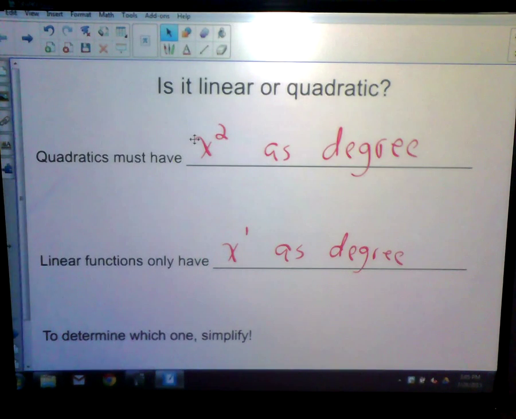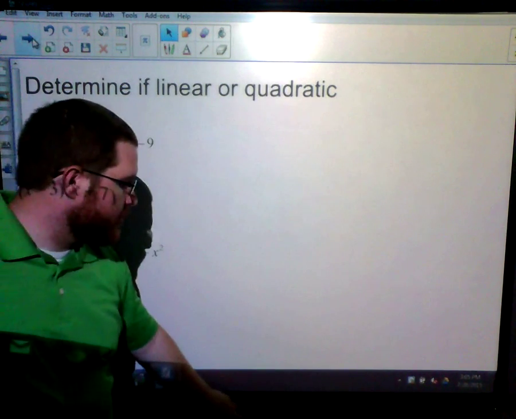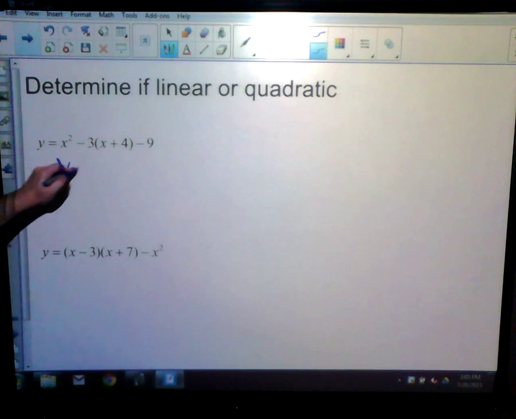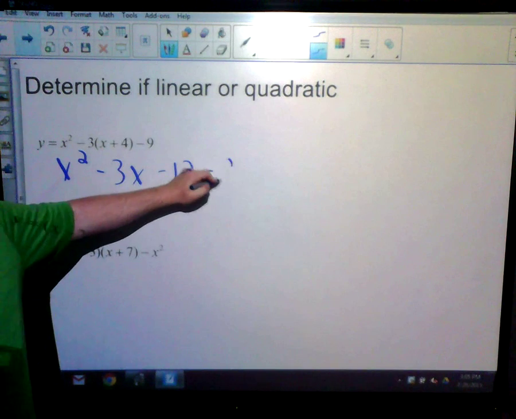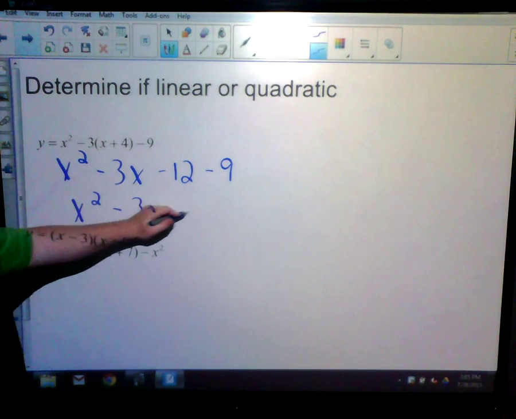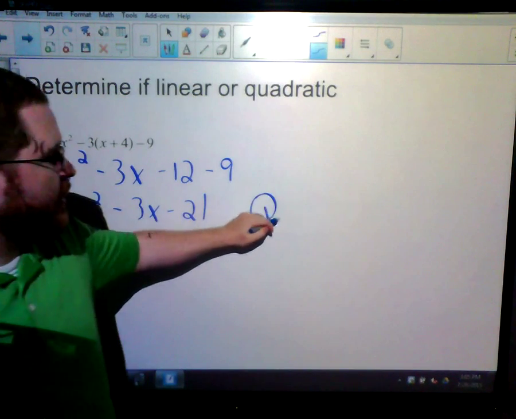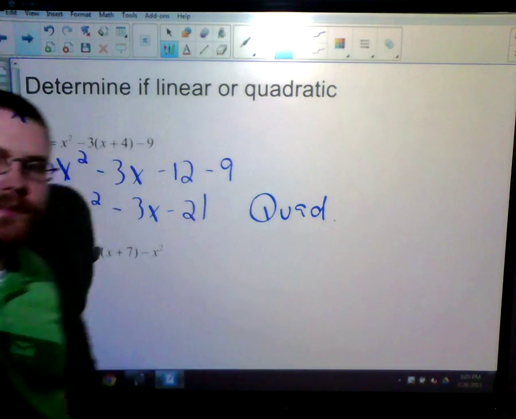So how do I determine which one it is? We're going to multiply out and simplify. Let's take a look at this one. Is it linear or quadratic? Well, this is x squared minus 3x minus 12 minus 9. That's x squared minus 3x minus 21. That's quadratic because it still has an x squared in it.